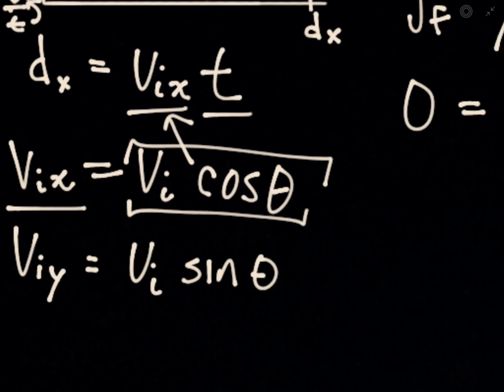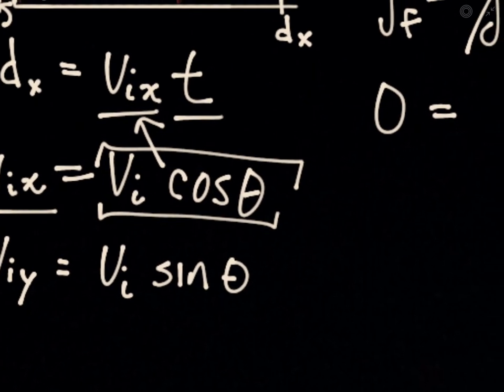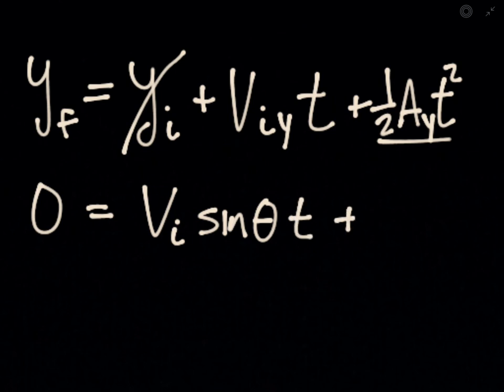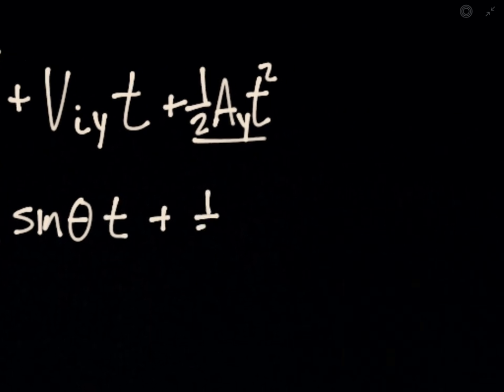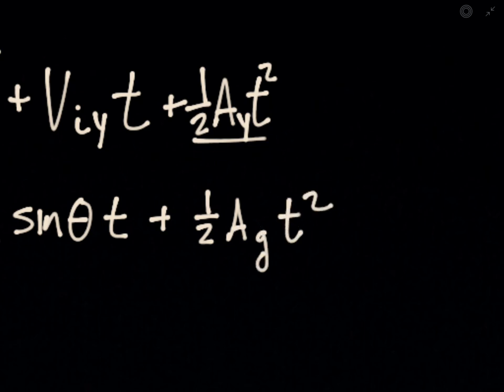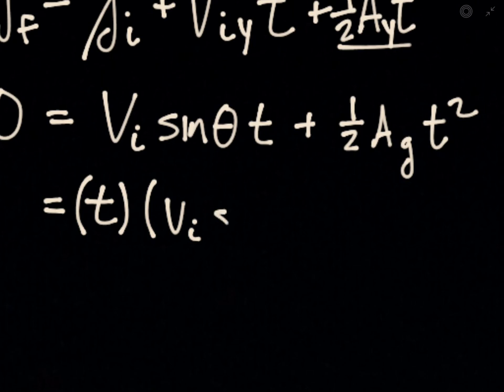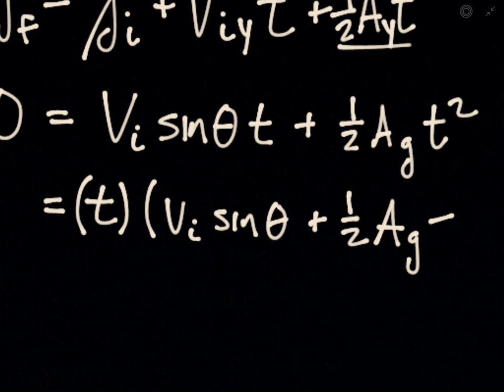So I'm going to take the second equation we did here. The initial velocity in the y direction times the sine of theta times t, plus, moving over, 1/2 the acceleration due to gravity times time squared. I can factor out a t. That's equal to time times the initial velocity times the sine of theta plus 1/2 times the acceleration due to gravity times time. And that's going to be equal to 0.